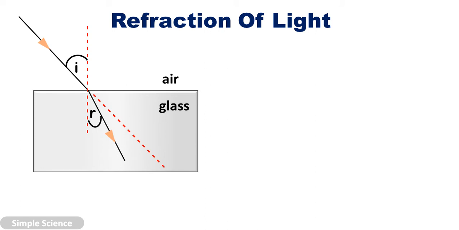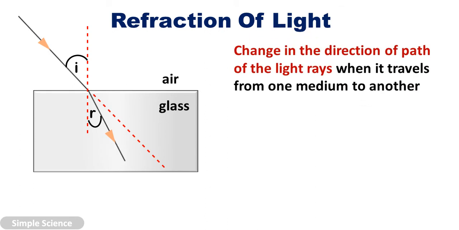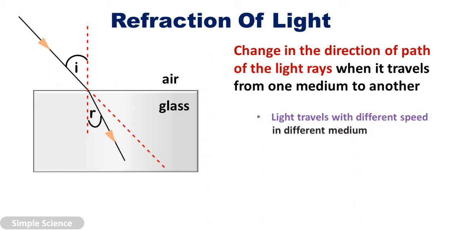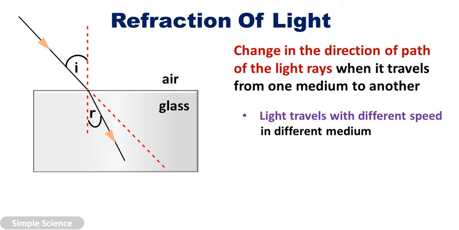Refraction of light. So what is refraction of light? By definition, refraction is nothing but the change in the direction of path of the light ray when it travels from one medium to another medium. Now, what is the reason for this change in direction? The reason is speed of light. Yes, speed of light is different in different mediums. Light travels with different speed in different mediums.